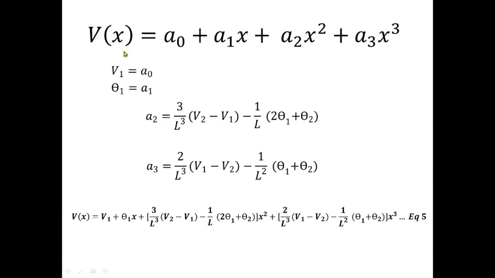Now let us consider equation 1. This is the transverse displacement equation, and we know all the values of a0, a1, a2, a3. So a0 is equal to v1, a1 is equal to theta 1, followed by a2 and a3. You need to substitute all the coefficient values a0, a1 and so on in equation 1, and you will end up with equation number 5. Okay, this is the equation.